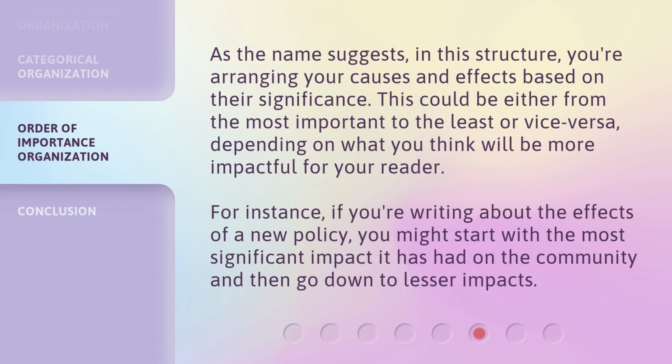As the name suggests, in this structure, you're arranging your causes and effects based on their significance. This could be either from the most important to the least or vice versa, depending on what you think will be more impactful for your reader. For instance, if you're writing about the effects of a new policy, you might start with the most significant impact it has had on the community and then go down to lesser impacts.